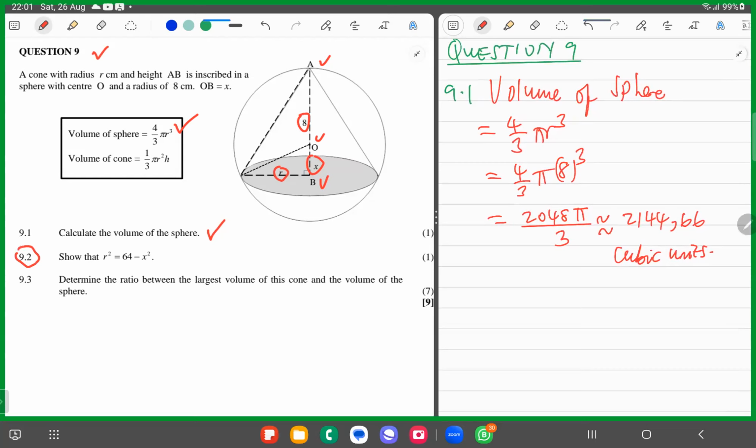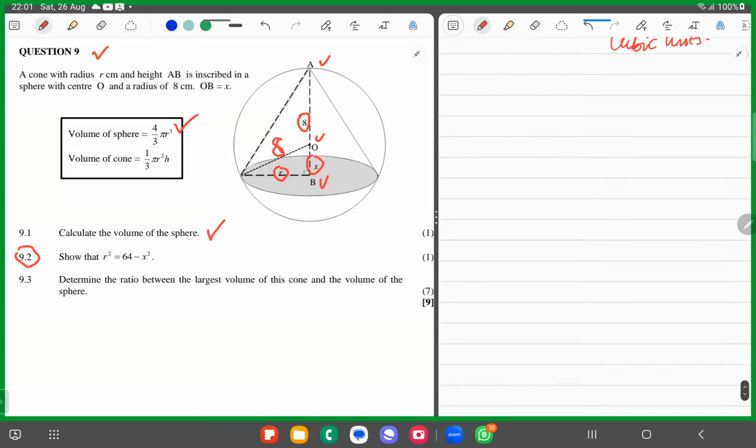Show that r squared is equal to that. So to show that r squared equals that, you already know the distance from the center to the circumference is 8 units, or the radius is 8 units, this you know, so you can put it here. Let's look at this next question.